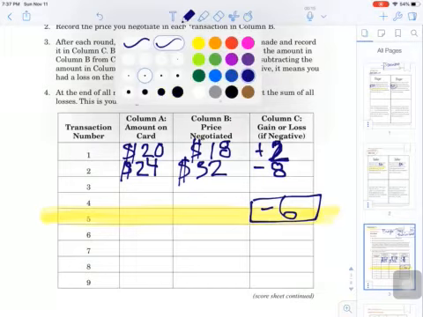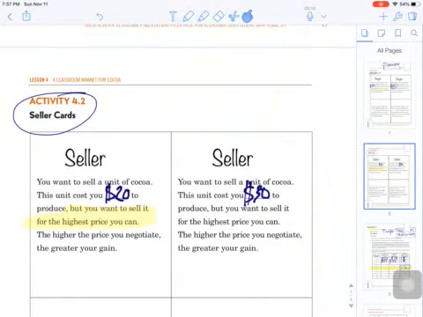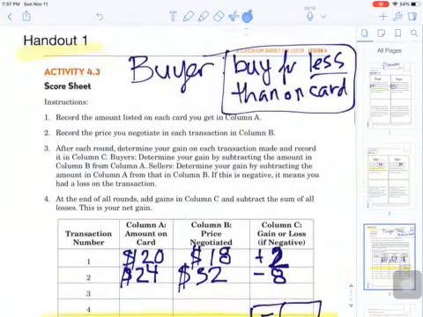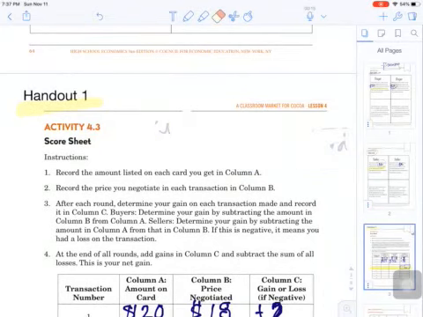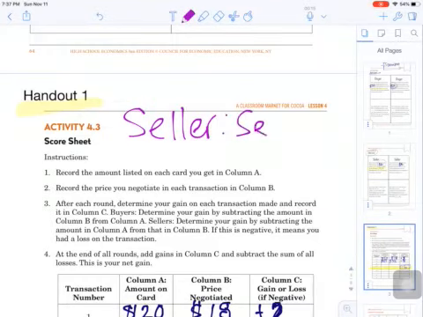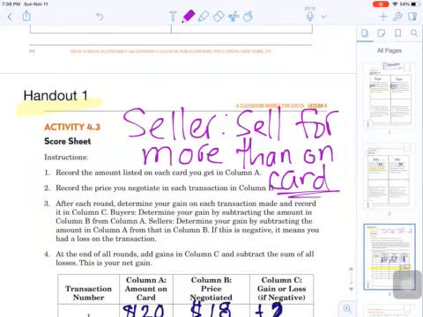I'm going to do the same thing now, but let's pretend I'm the seller. I'll use a completely different color. Okay, so if I'm the seller, I've got $20 as my goal. So I'm going to put this on my seller card. And so on the top of my seller paper, I would have written, seller: sell for more than on card. More, just to kind of help remind us that's my goal.